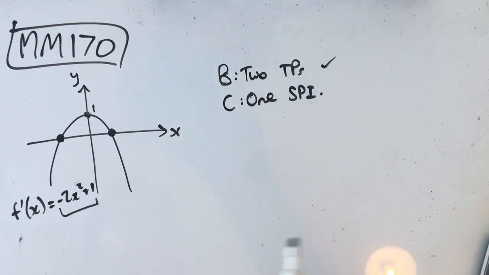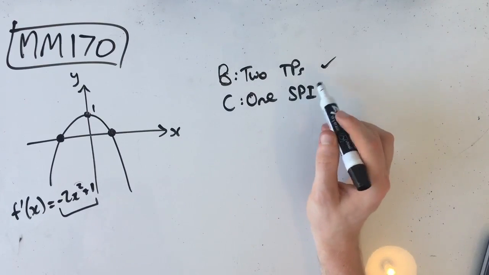And B is our only answer that has 2 turning points out of these 2 remaining, which means that B is our answer.